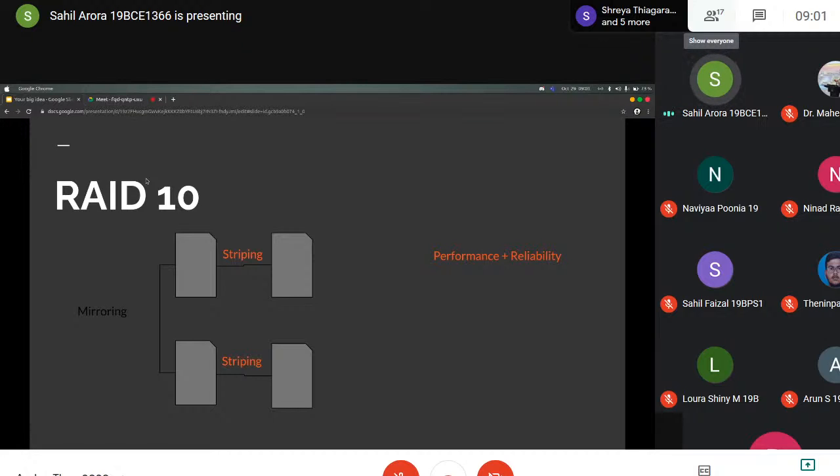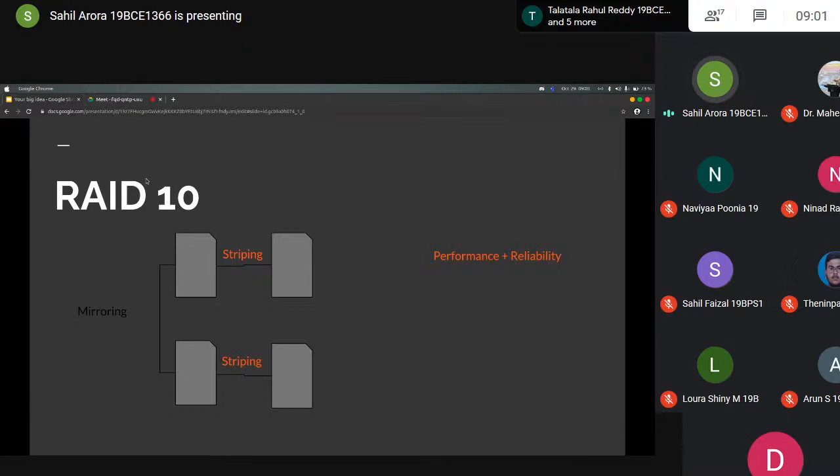A RAID 10 array consists of 2 or more equally sized RAID 1 arrays. The data in a RAID 10 array is both striped and mirrored. This gives you both a boost in performance as well as data protection. To implement RAID 10, you need at least 4 drives. You also need a disk controller that supports RAID.